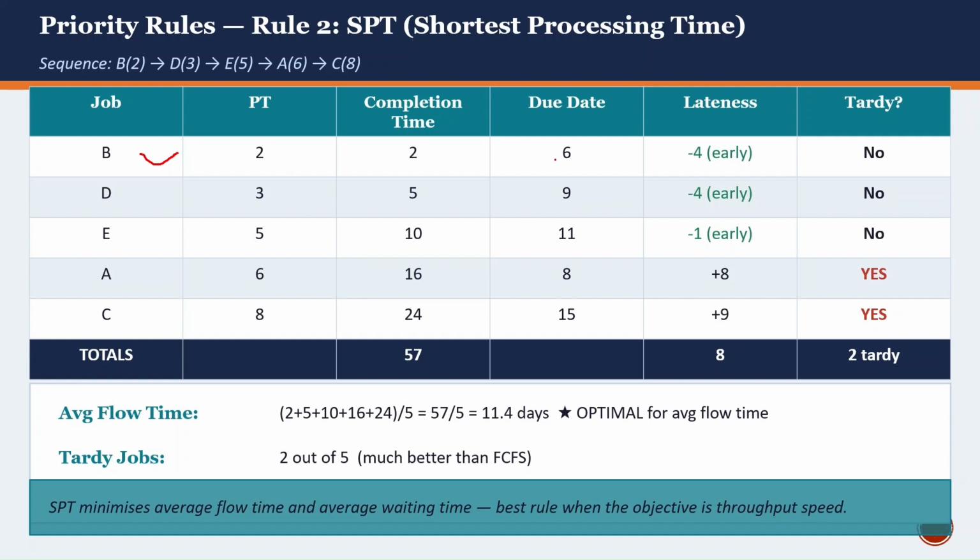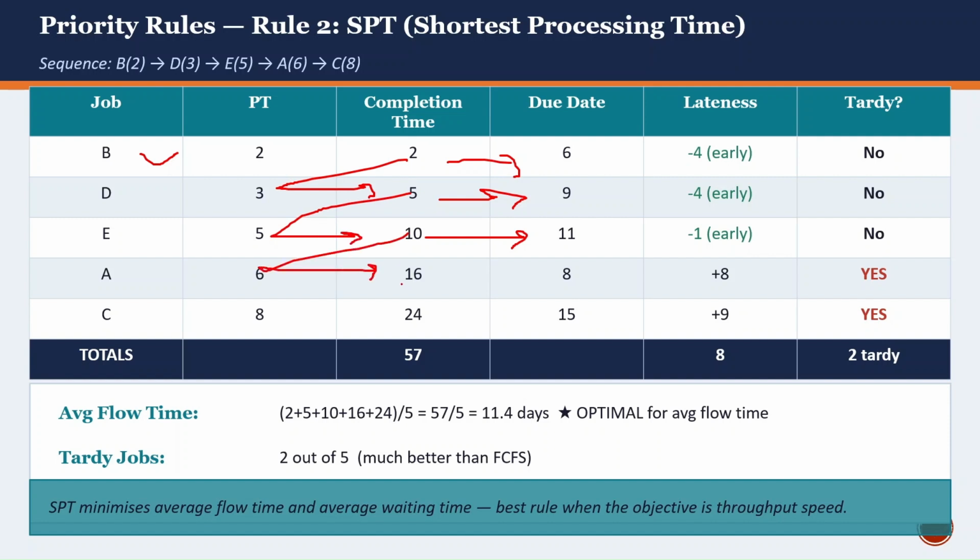The completion time is 2, the due date was 6, and the lateness was 2 minus 6, that is minus 4. Again 5 minus 9, we get minus 4. 10 minus 11 will be minus 1. So 2 plus 3 will be 5, 5 plus 5 will be 10, 10 plus 6 will be 16, 16 plus 8 will be 24. And the total completion time comes out to be 57.